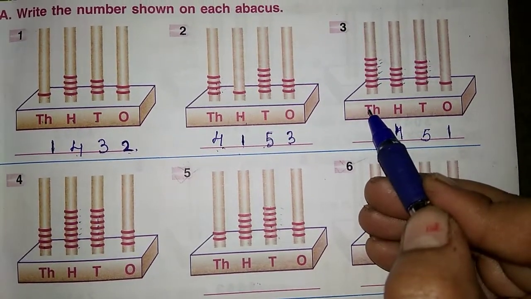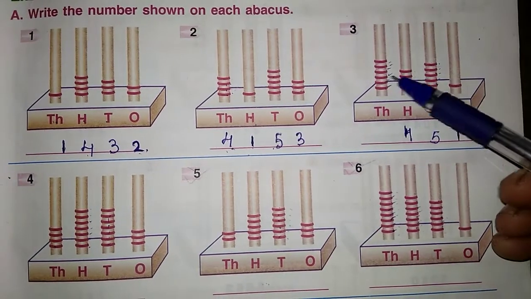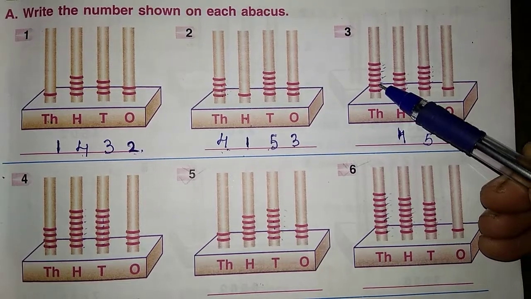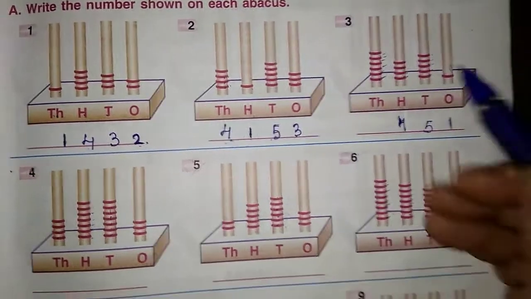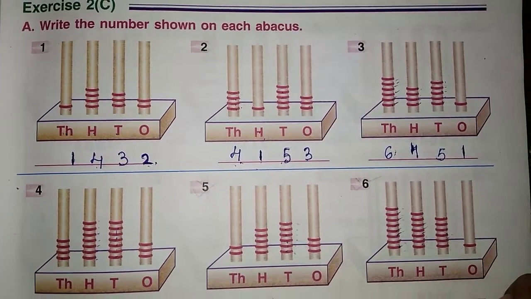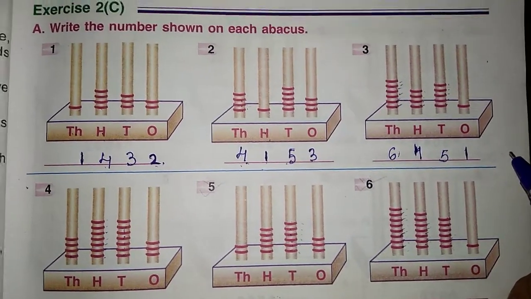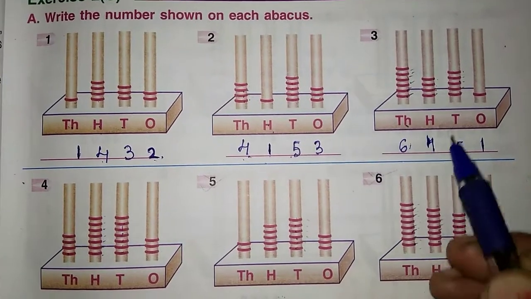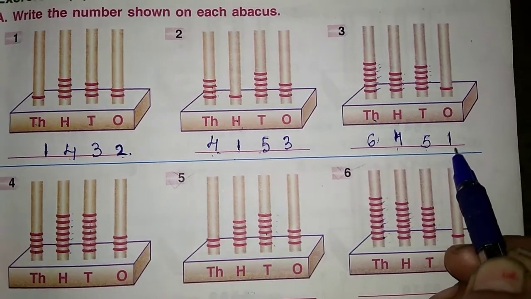In a 1000 spike, how many rings are there children? You have to count now. 1, 2, 3, 4, 5, 6. 6 rings are there. Now, the abacus now represents the number 6451.